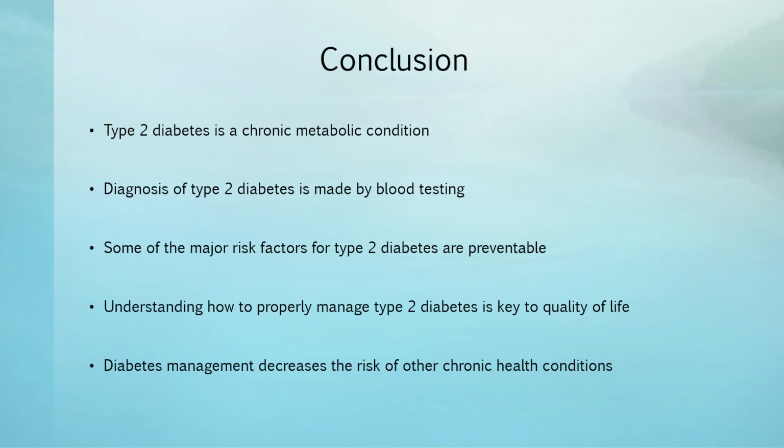In conclusion, type 2 diabetes is a chronic metabolic condition. Diagnosis of type 2 diabetes is made by blood testing. Some of the major risk factors for type 2 diabetes are preventable. Understanding how to properly manage type 2 diabetes is the key to quality of life. Lastly, diabetes management decreases the risks of other chronic health conditions.